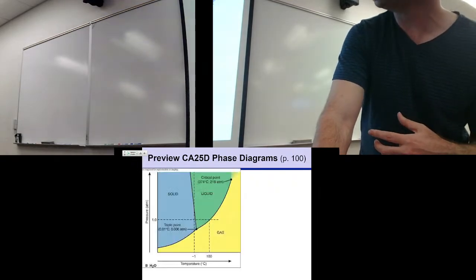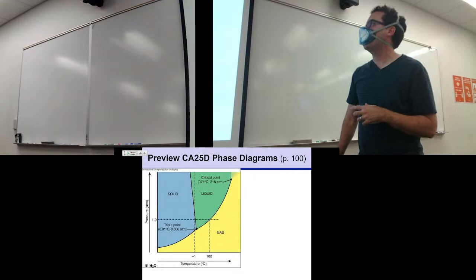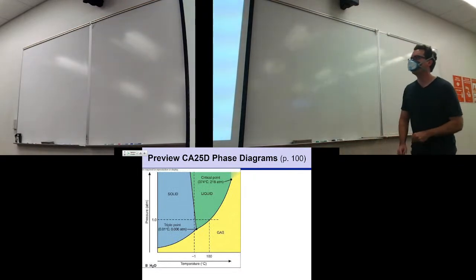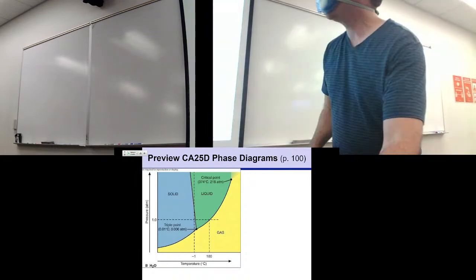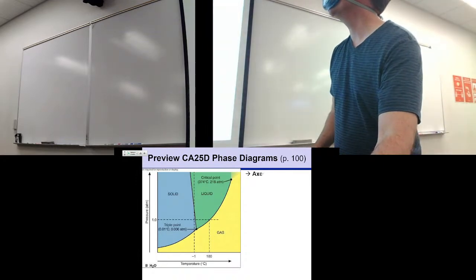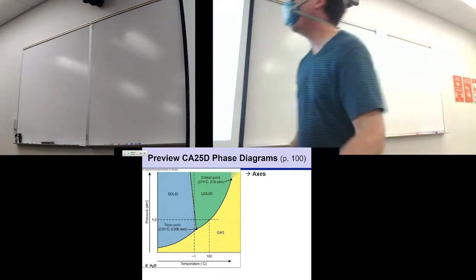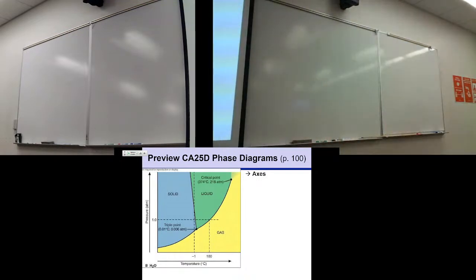So this is what a phase diagram looks like. The axes are pretty consistent for the phase diagram. Temperature is on the x-axis and pressure is on the y-axis.